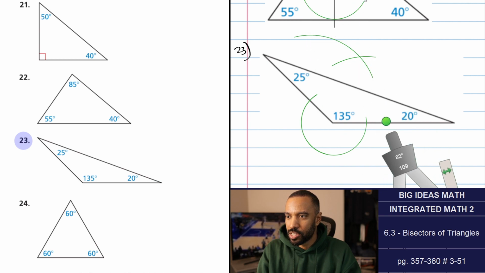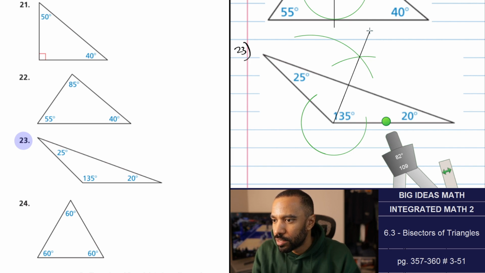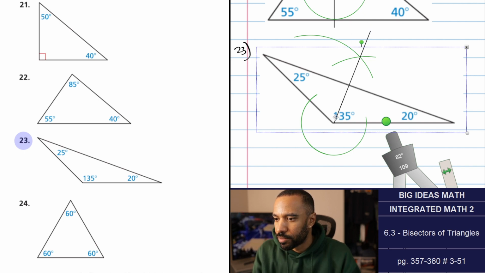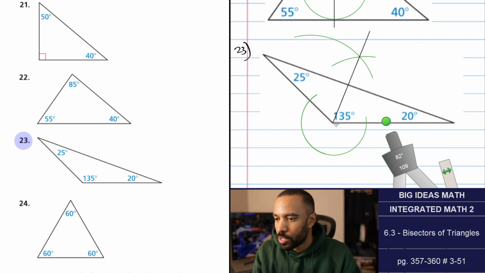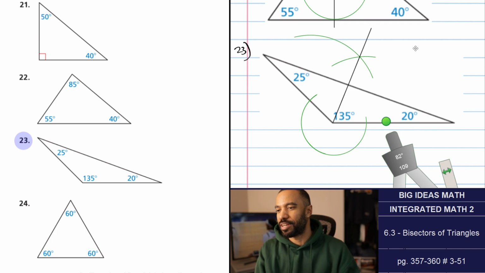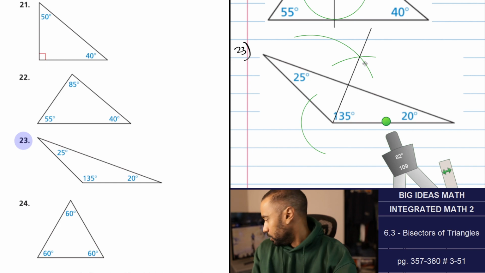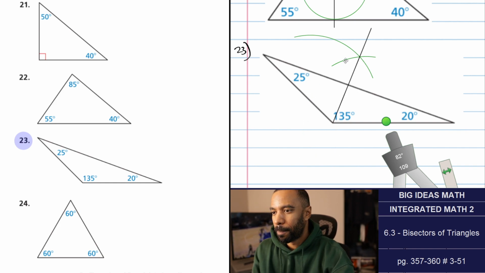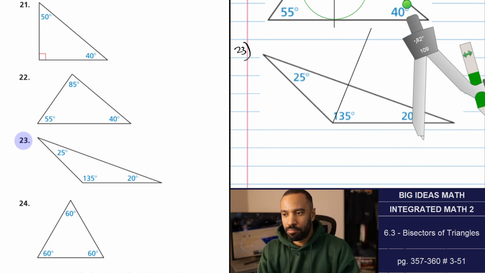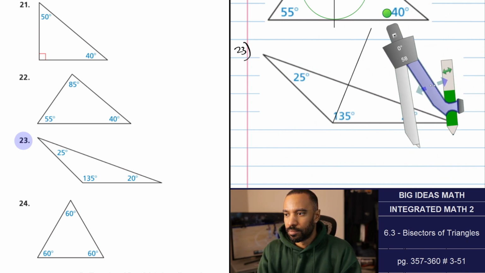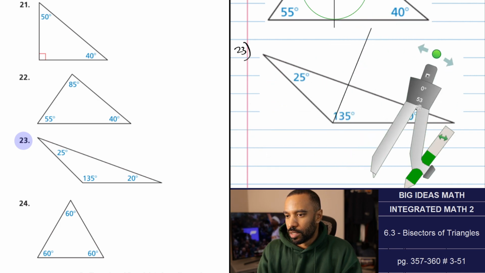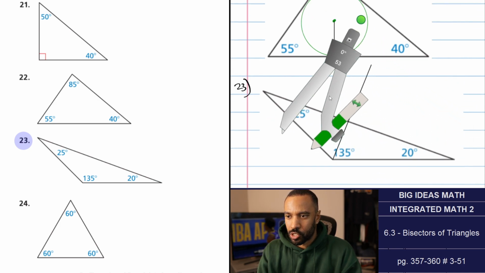So where they intersect is where I want to get that drawn. This is way off. So the 135-degree angle has been broken up into 67.5-degree angles. Yes, that's what I was looking for. Okay, there's one. Let's do a second one. Let's do it off the 20. Actually, let's do it off the 25 just because of the way that this thing's oriented.